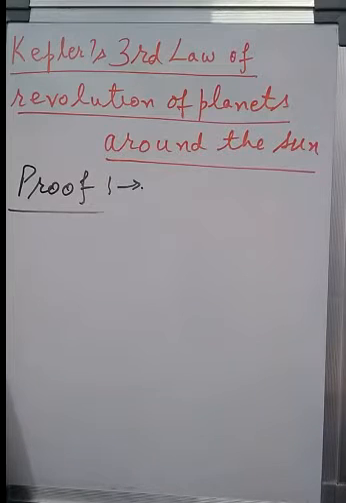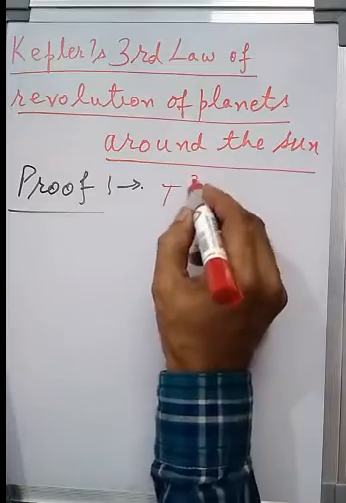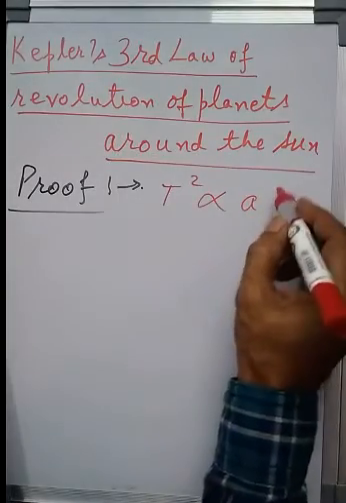In this video, I will share Kepler's third law of revolution of planets around the Sun. This law is also called the law of periods. It states that the square of the time period of revolution of a planet around the Sun is always directly proportional to the cube of the semi-major axis of its elliptical orbit. Mathematically, it means T squared is proportional to a cubed.